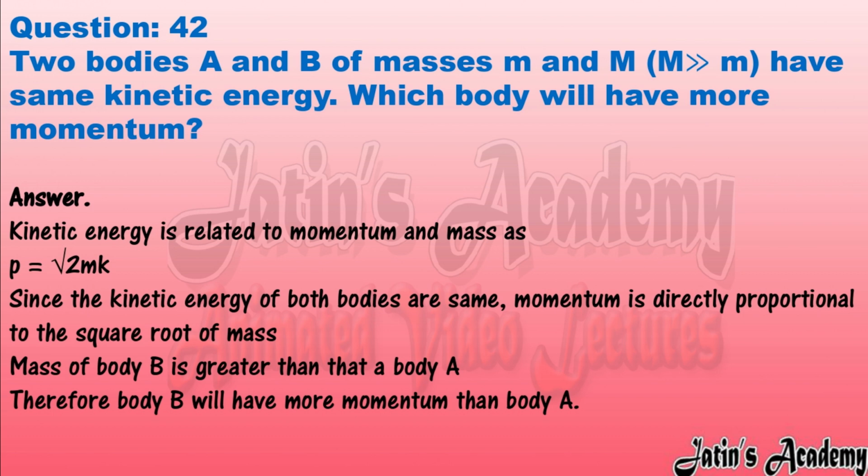Question 42. Two bodies A and B of masses small m and capital M, where capital M is greater than small m, have same kinetic energy. Which body will have more momentum? Answer. Kinetic energy is related to momentum and mass as P equals under root 2mK. Since the kinetic energy of both bodies is the same, momentum is directly proportional to the square root of mass. Mass of body B is greater than that of body A. Therefore, body B will have more momentum than body A.